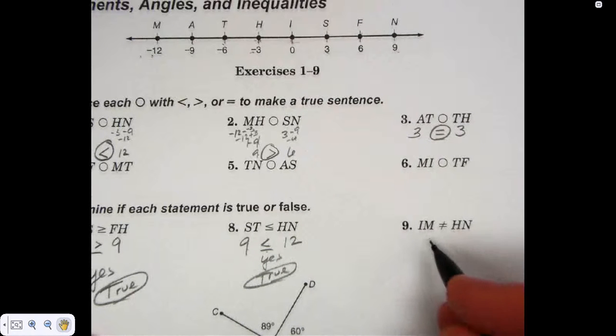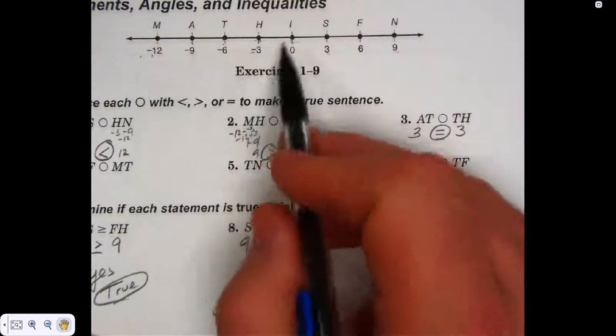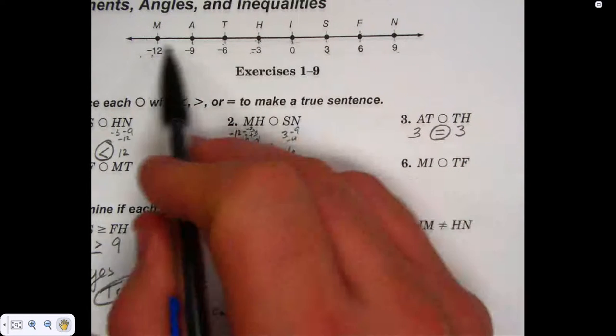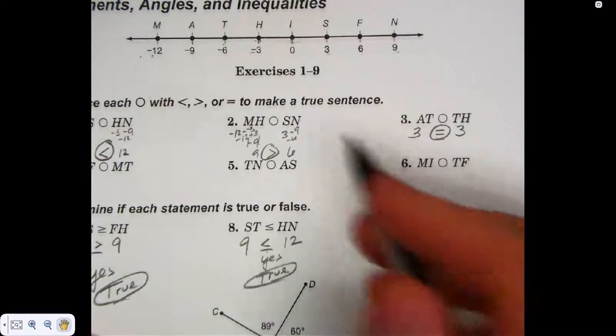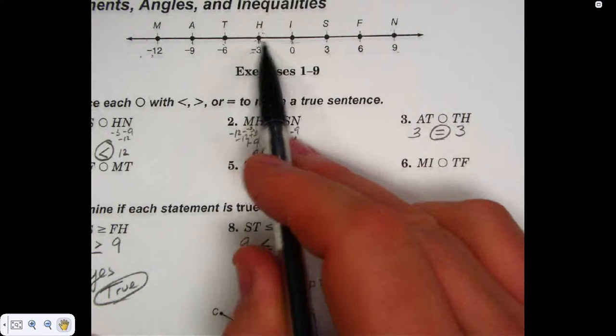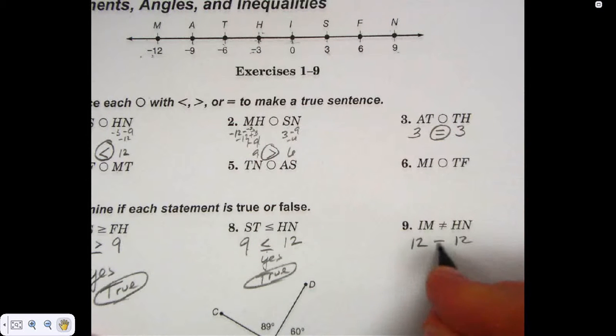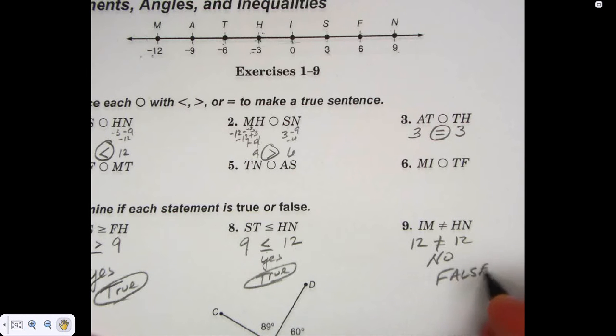Okay, how about this one? IM. What's I to M? Start at 0. That's 12, isn't it? What's H to N? 3 to get to here, and then another what? Is 12 not equal to 12? No. So this one's what? 12 is equal to 12, so we couldn't put that, so it's false.